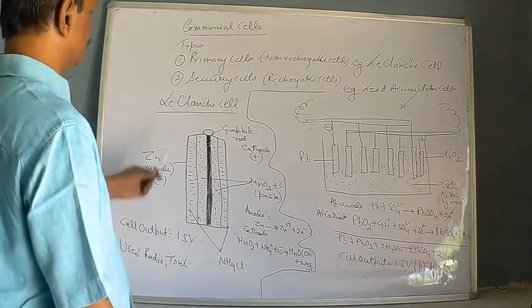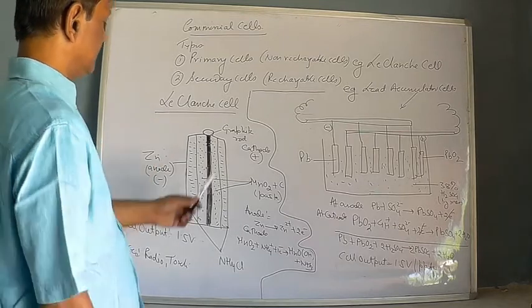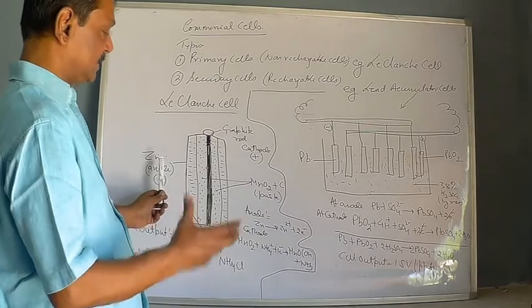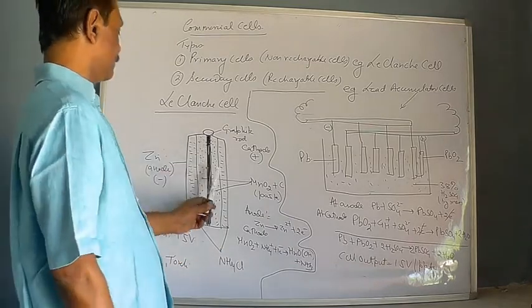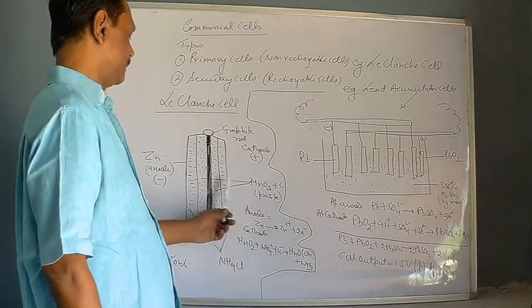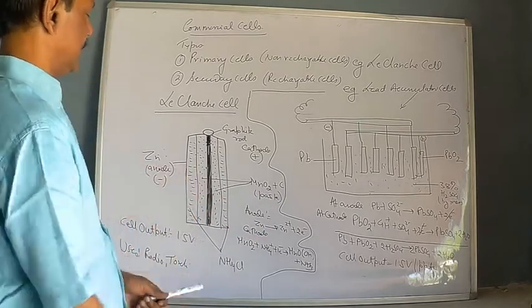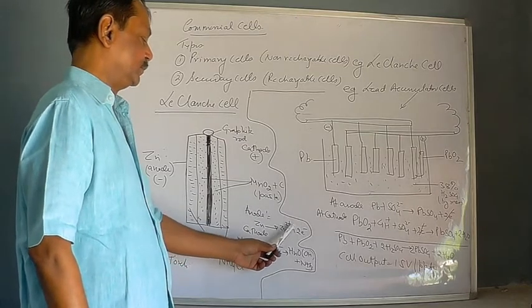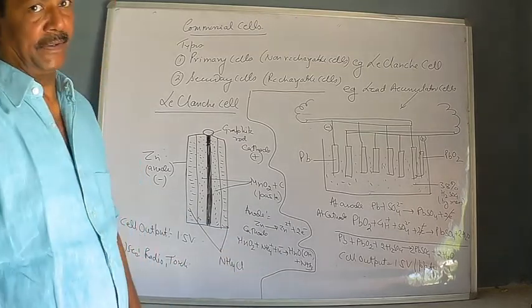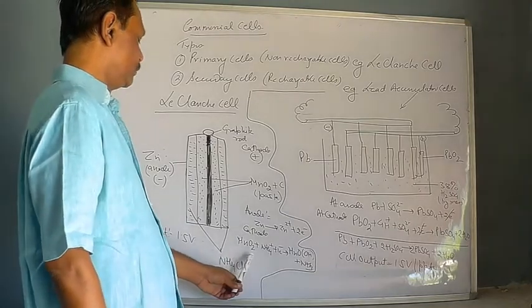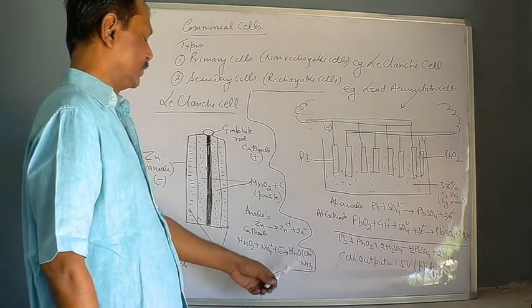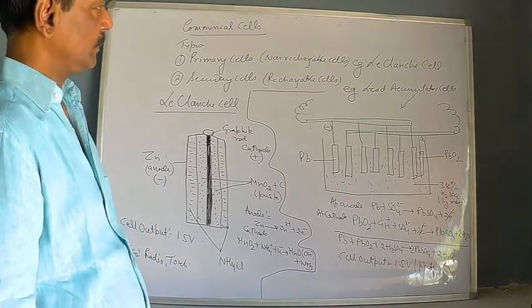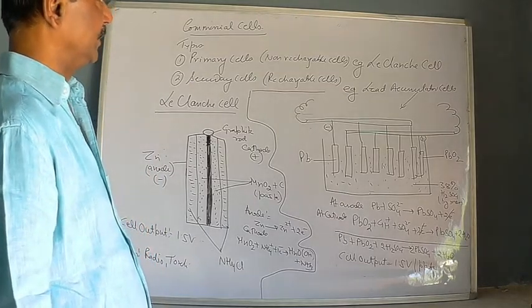So class, this was your Leclanché cell. I repeat again, the cathode is made up of a graphite rod, the anode is made up of a zinc case, and this graphite rod is surrounded by MnO2 plus carbon paste, which is further surrounded by ammonium chloride. At the anode, Zn is oxidized to Zn2+ plus 2 electrons, and at the cathode, MnO2 reacts with NH4+ plus 1 electron, giving basic MnO(OH) plus ammonia.